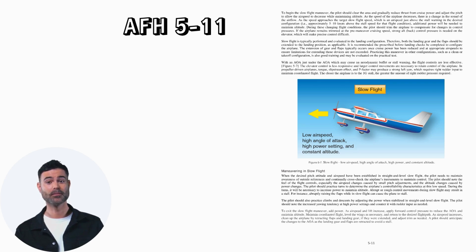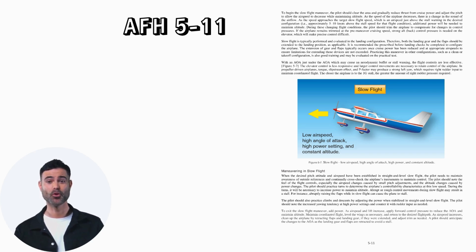Maneuvering in slow flight. When the desired pitch attitude and airspeed have been established in straight and level slow flight, the pilot needs to maintain awareness of outside references and continually cross-check the airplane's instruments to maintain control. The pilot should note the feel of the flight controls, especially the airspeed changes caused by small pitch adjustments and the altitude changes caused by power changes. The pilot should practice turns to determine the airplane's controllability characteristics at this low speed. During the turns, it will be necessary to increase power to maintain altitude.